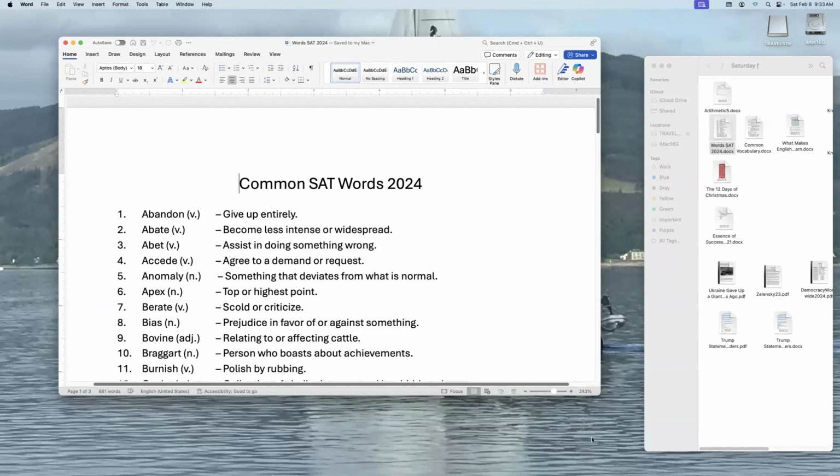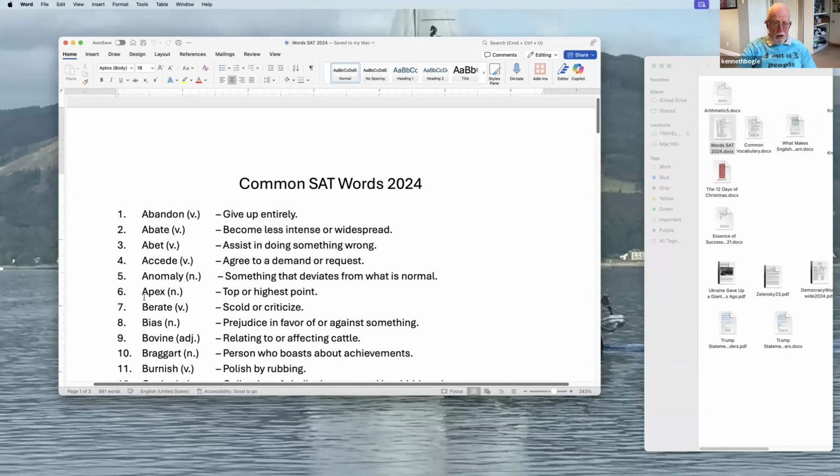So ten, braggart, and the eleventh, burnish. And while I talk, all of you can look at those definitions and see if you have any questions about them. But let's talk about apex versus abet. Usually, when you have a vowel followed by a consonant followed by another vowel, that first vowel is long.